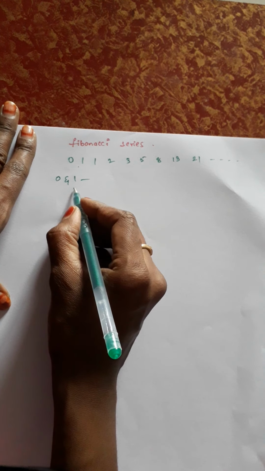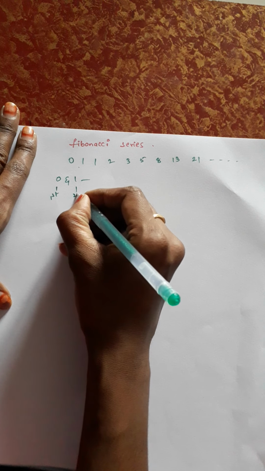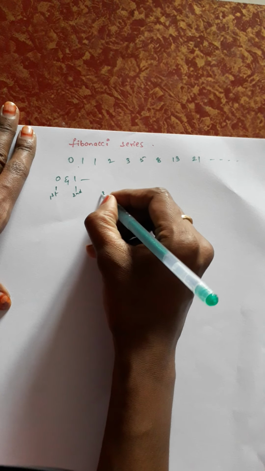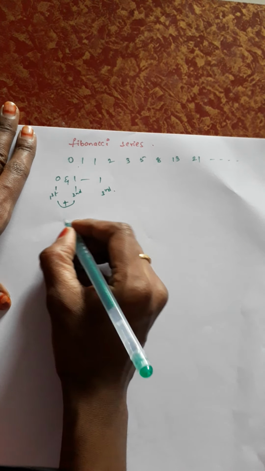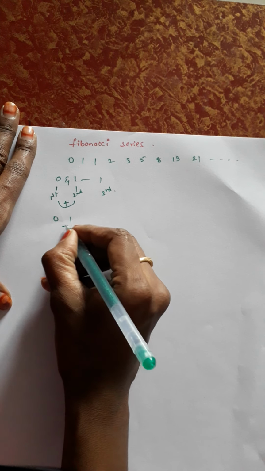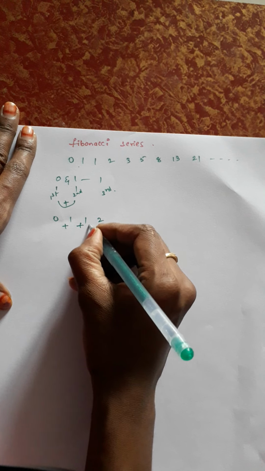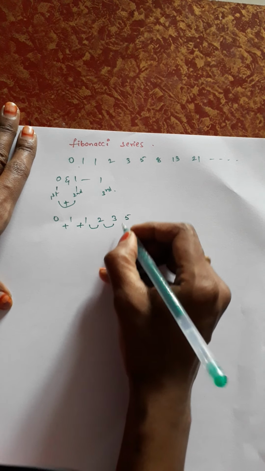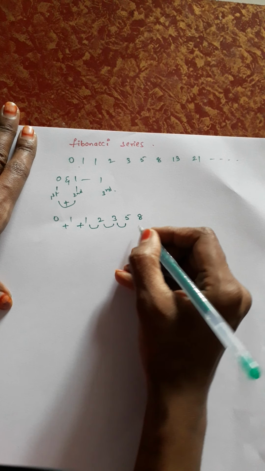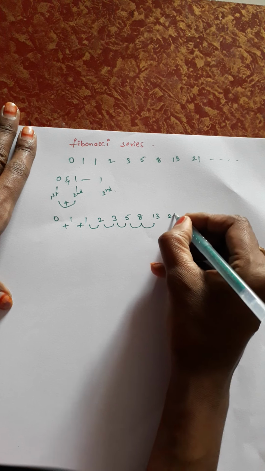The series starts from the 0 and 1. So this is the first value, this is the second value. And how do we get the third value? By adding the first two, we get the third. Okay, adding 0 and 1 we get 1. Next, 1 plus 1 gives 2. 1 plus 2 gives 3. 2 plus 3 gives 5. 3 plus 5 gives 8. 5 plus 8 gives 13. 8 plus 13 gives 21.